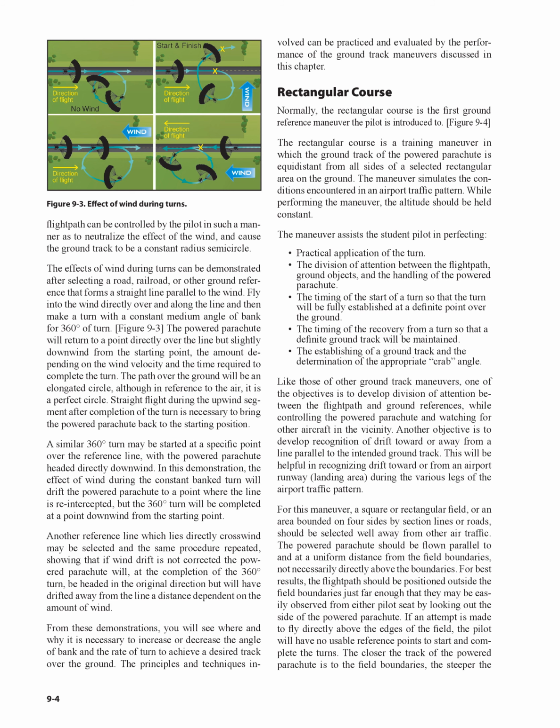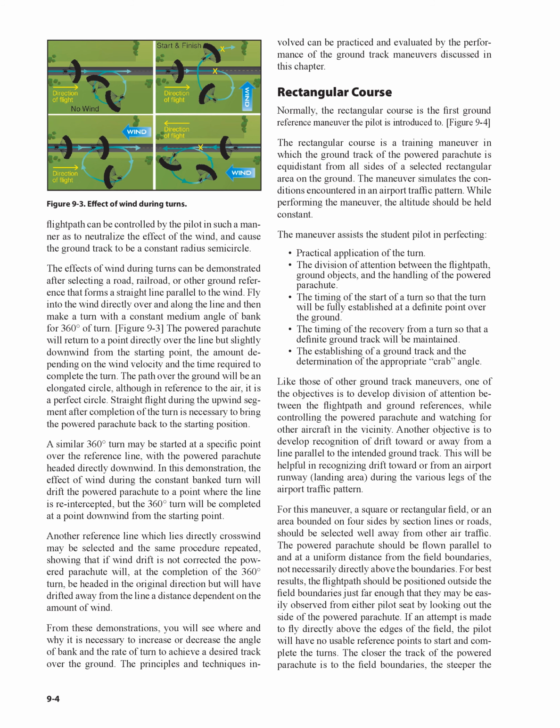A similar 360 degree turn may be started at a specific point over the reference line, with the powered parachute headed directly downwind. In this demonstration, the effect of wind during the constant bank turn will drift the powered parachute to a point where the line is re-intercepted, but the 360 degree turn will be completed at a point downwind from the starting point. Another reference line which lies directly crosswind may be selected and the same procedure repeated, showing that if wind drift is not corrected the powered parachute will, at the completion of the 360 degree turn, be headed in the original direction but will have drifted away from the line a distance dependent on the amount of wind.